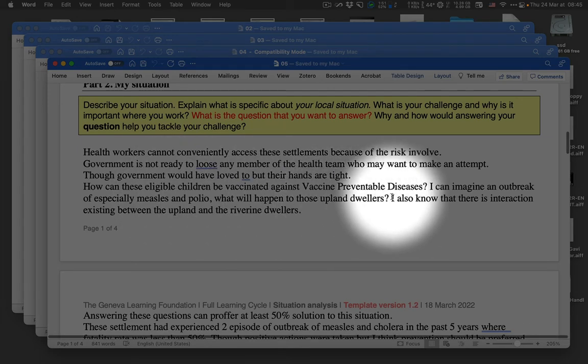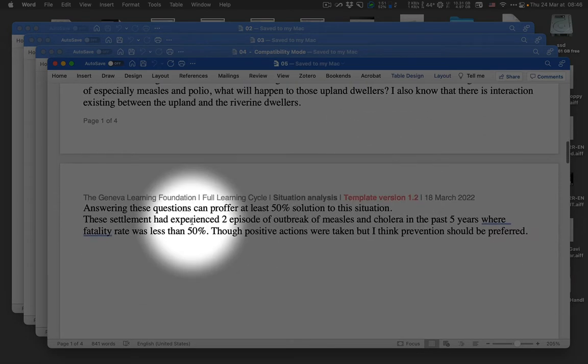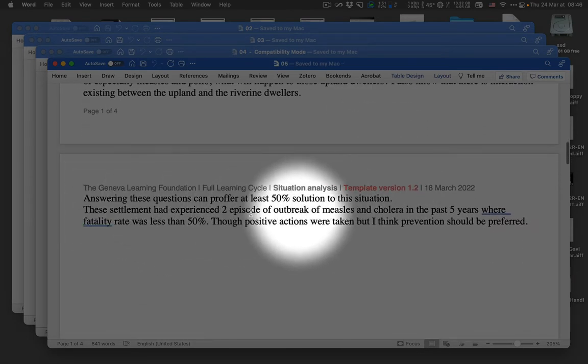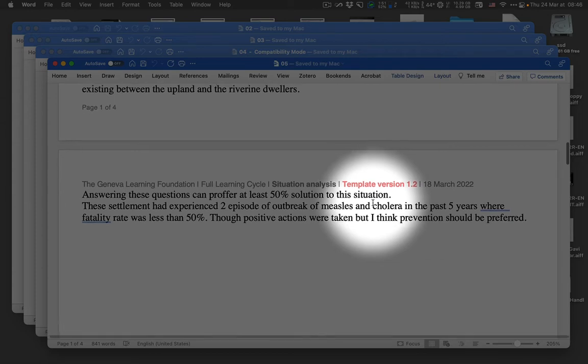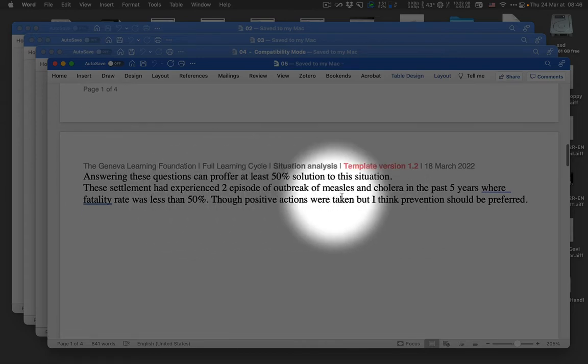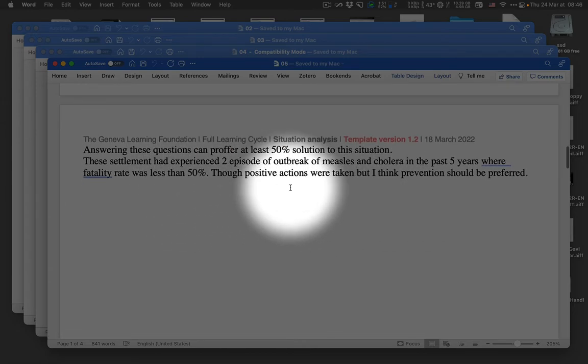How can these eligible children be vaccinated against vaccine preventable diseases? Okay, and I like this person has said, if I can answer these two questions, that's at least half of my solution. All right, and then there is some information about episodes of measles outbreak.